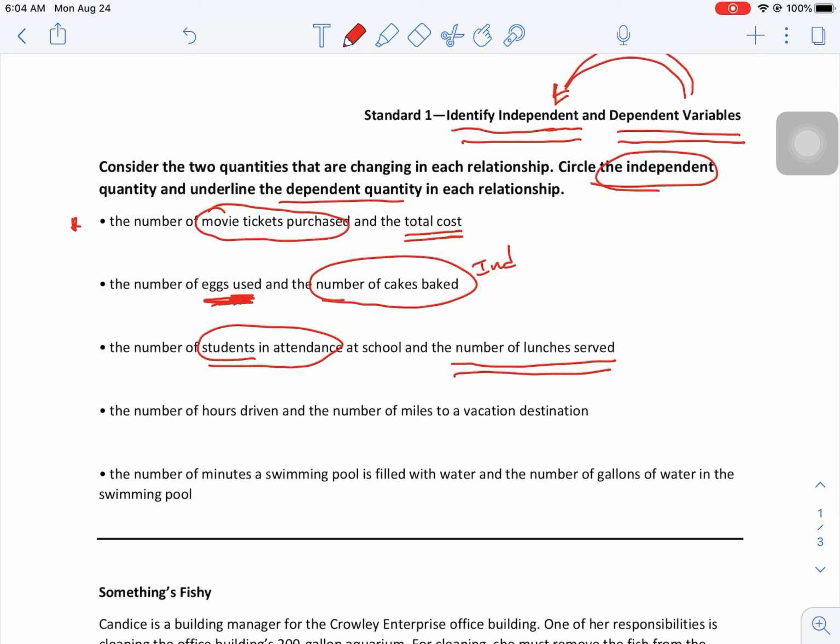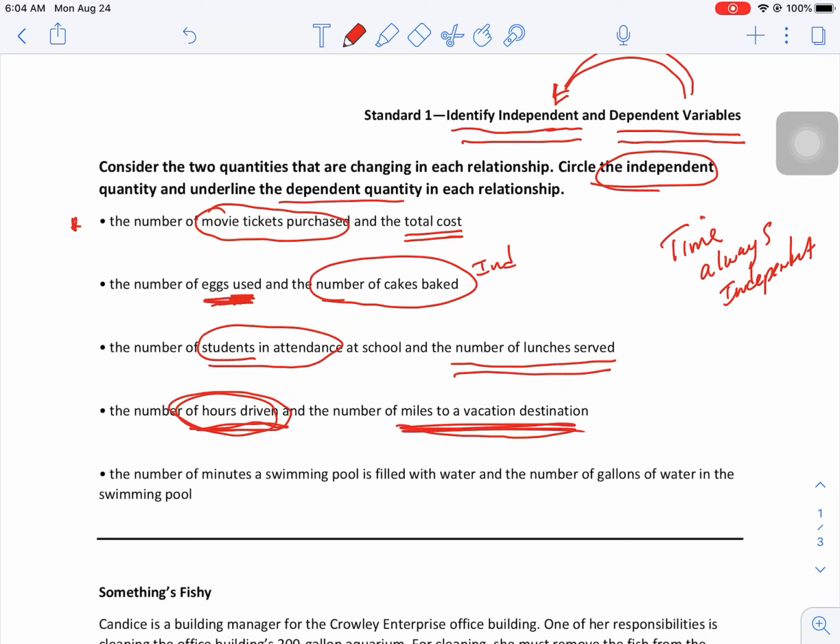All right? So this one I'm going to kind of help you with, and we're going to work with this one quite a bit. But the number of hours we drive is always going to be the independent. Okay? Time, almost always independent. And then that'll tell us how far or how many miles to our destination.